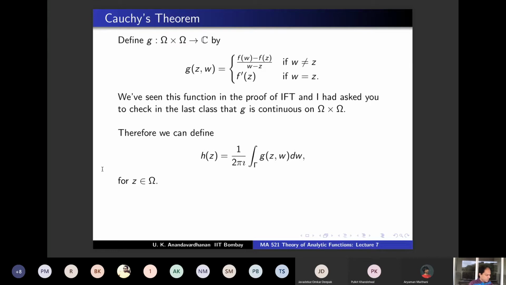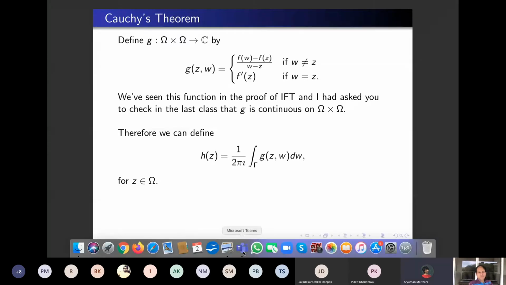Omkar, can you tell me what do we need to prove in terms of h? Yeah, maybe Ariman. Ariman, are you there? Yeah, I'm there, but okay, fine.